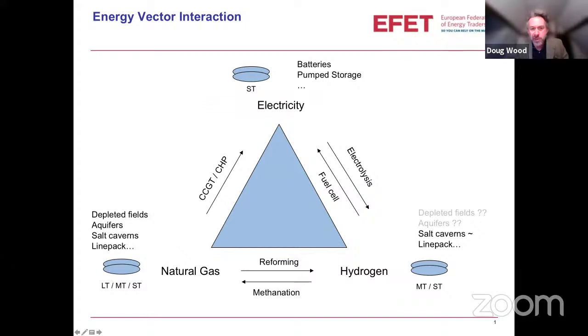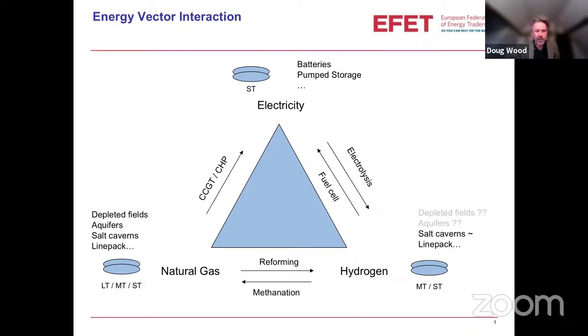And so we've now got three vectors. We used to have two, electricity and natural gas, and maybe one day we'll have two, electricity and hydrogen. But for some considerable time, we are likely to see, during a transition phase, electricity, hydrogen, and natural gas. I realize this is a simplification. I have ignored methanol, biogas and biomethane and so on. So let's just restrict this to the three we see here.